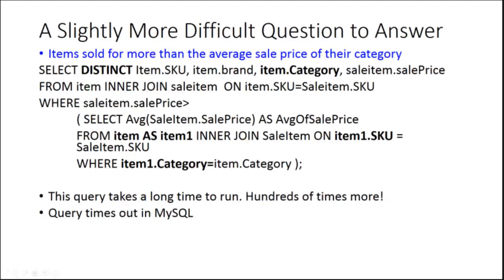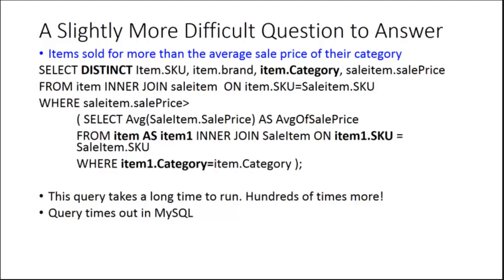Well, this next question is a little more difficult to answer. Items sold for more than the average sale price of their category. Here we need to do two joins. For the main query, we can use the keyword DISTINCT to prevent repeating results, selecting the primary key of the item, brand, category, and sale price from both tables, item and sale item. They are both required.